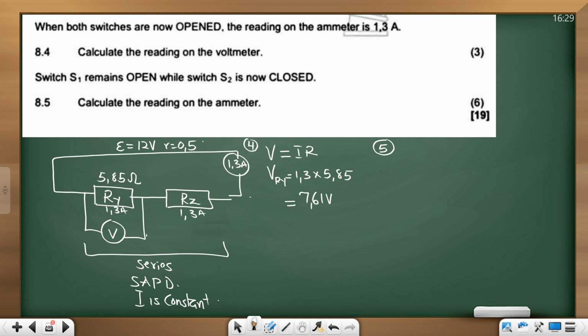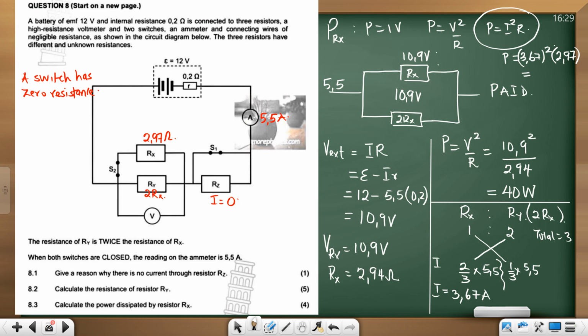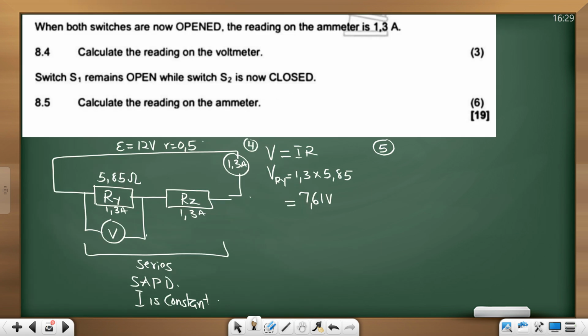Now, switch S1 remains open while S2 is closed. Calculate the reading on the ammeter. Okay, let's see. Which one is S1 again? S1 remains open. S2, okay. All the resistors are now in operation. All resistors are in operation. Let's draw quickly. All the resistors are in operation.